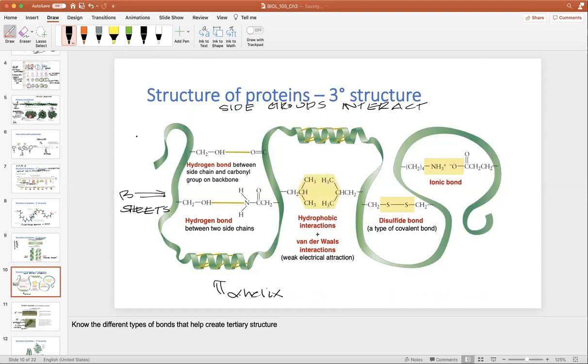Okay. So let's just say we've got our pleated sheet and our alpha helix, and let's say we have a polar R group here and a polar R group here, and they can interact with one another via hydrogen bonds, right? Here's another one that's interacting via hydrogen bonds. So you can see that there might be a magnetic attraction, and that might cause a knot to form here, okay? There are other interactions called hydrophobic interactions.